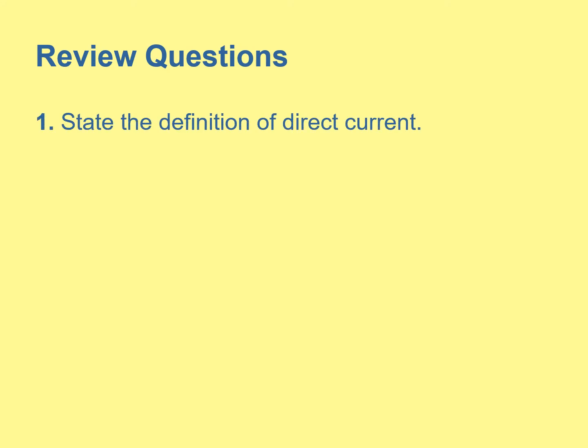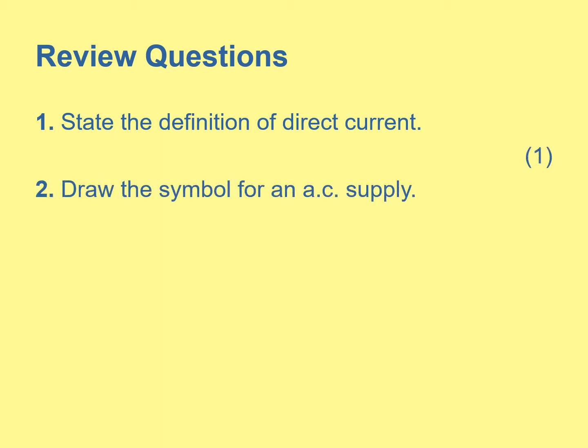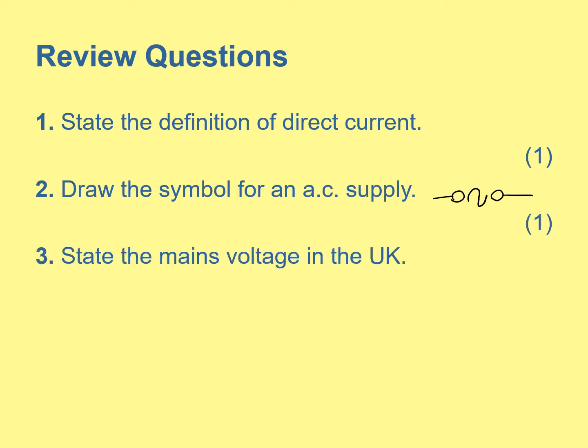Review questions. State the definition of direct current. Direct current is where the flow of charge is in one direction only. Draw the symbol for an AC supply. An AC supply, remember, has terminals and an alternating wave shown in between them. State the mains voltage of the UK. UK mains voltage is 230 volts at 50 Hz.